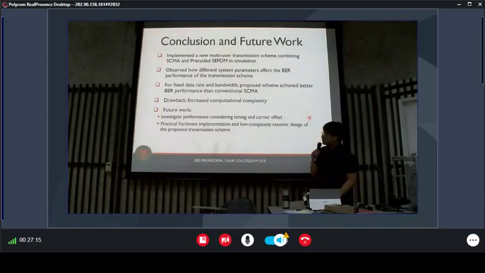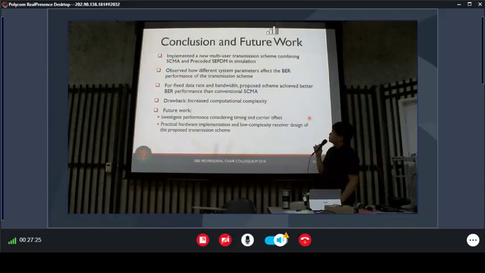And to summarize, I've implemented a multi-user transmission scheme combining SCMA and precoded OFDM in the simulation. We also observe how different system parameters affect the BER performance of the transmission scheme. And we've observed that for fixed data rate and bandwidth, the proposed scheme achieved better performance than conventional SCMA. The drawback, however, is that there will be an increased computational complexity.